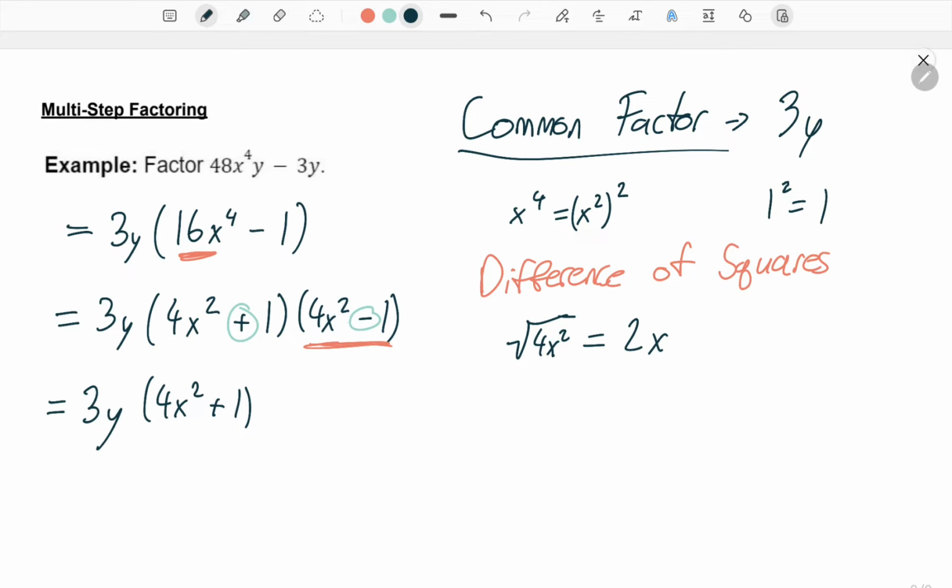And this part with the 4x squared minus 1, that's our difference of squares. So it becomes 2x plus 1, 2x minus 1. And there we have it. That's the fully factored form. You can double check, but there are no more things like difference of squares or any other kind of part that could be factored.